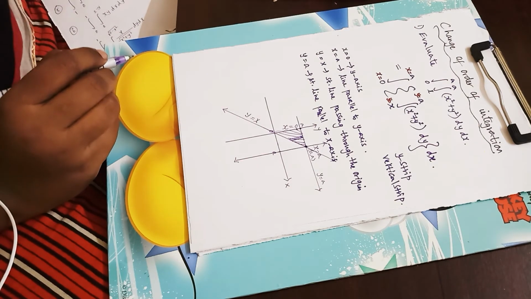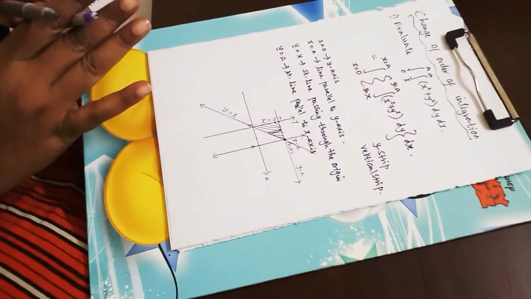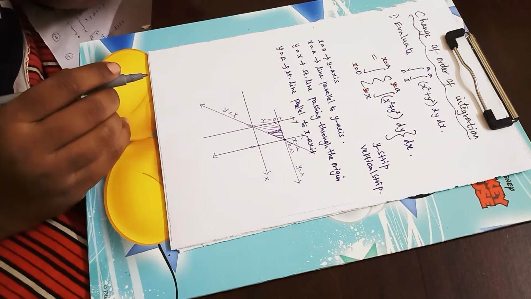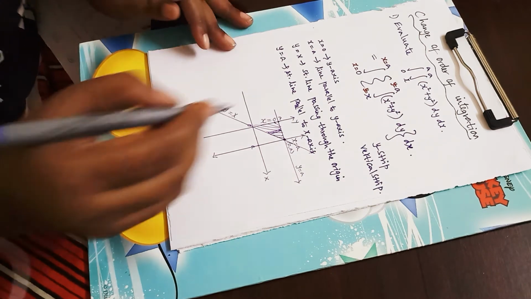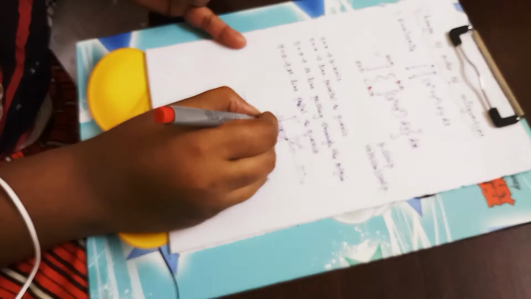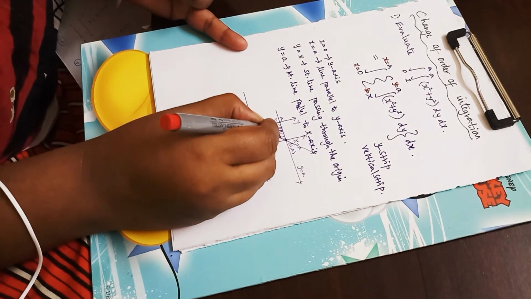Now we have to change the order. In order to change the order, I am going to consider the horizontal strip. Once you locate the region and once you know what strip they have given, we can now change the order. For that I am going to have the horizontal strip. Horizontal strip is otherwise the x strip. So let me draw a horizontal strip in the region shaded.